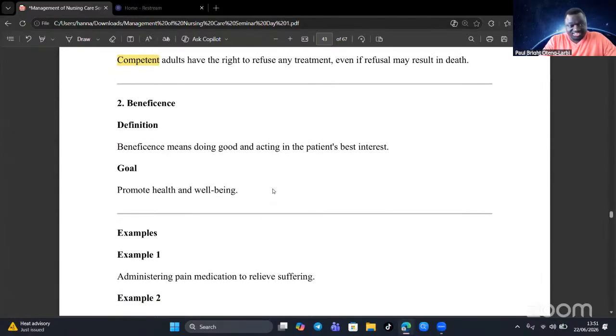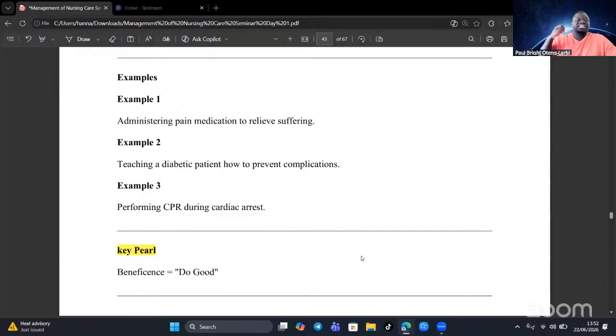Beneficence: doing good and acting in the patient's best interest. Benefits promote health and well-being. Everything you do for the patient should promote health and well-being. So I administered pain med to relieve what? Suffering and promote health. You're teaching a diabetic patient how to prevent complications, promoting health. Performing CPR during cardiac arrest. Okay, you do good.